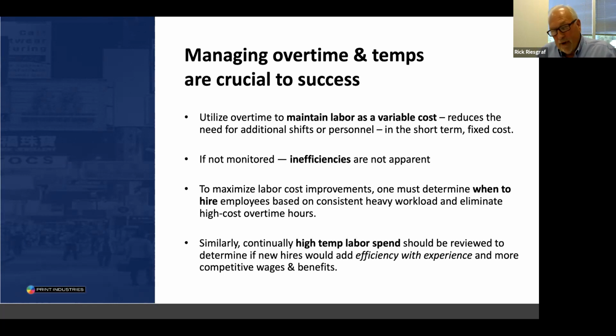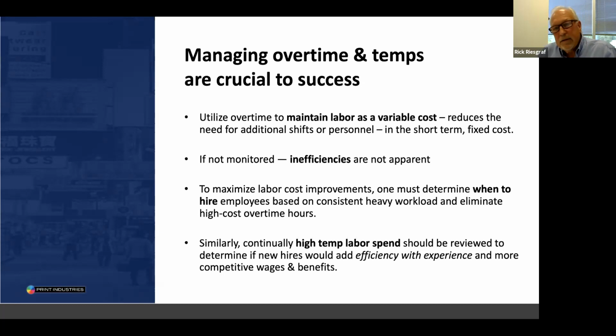The thing that we find quite often is, as the volume drops back down, maybe the overtime, maybe the temp force doesn't go back down, and it's not being looked at as carefully as it should be. And so we want to make sure that we emphasize that.